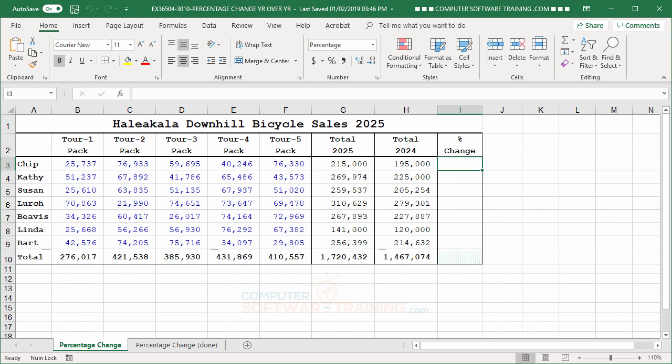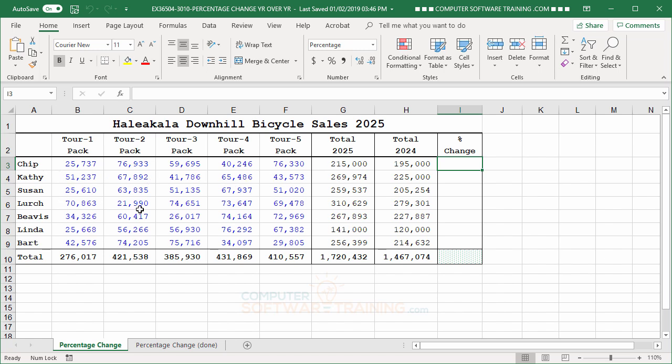And it's a very simple calculation, as you'll see here, but I've done a little bit as far as this Haleakala downhill bicycle sales 2025 sales numbers here. We got all of our wonderful little reps here on the side, the usual suspects. We have 5 different tour packages to go downhill and try to kill yourself on. And we have them added up here.